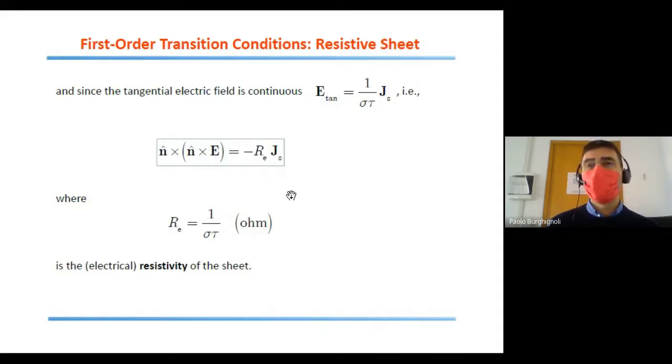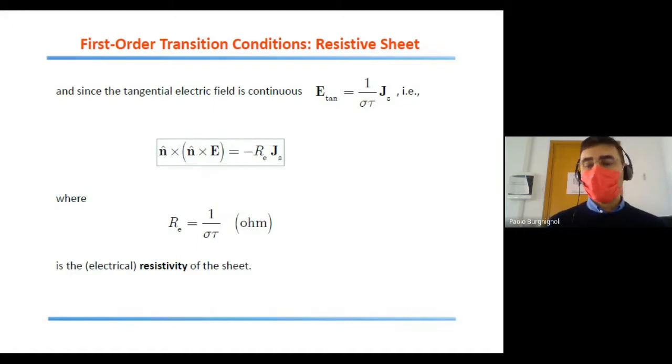Okay, this is a transition condition since it relates the fields, whose tangential component is continuous through the sheet, and so we have field above and below the sheet. Okay, so this is not a terminating boundary.